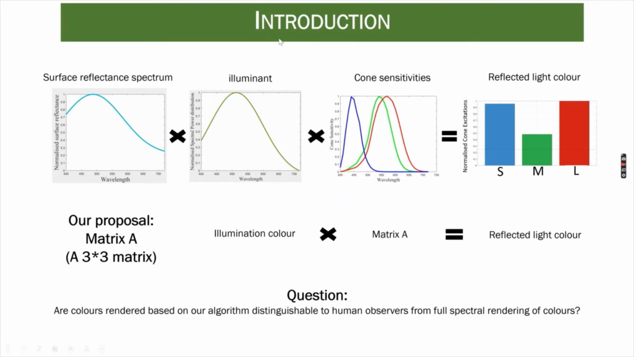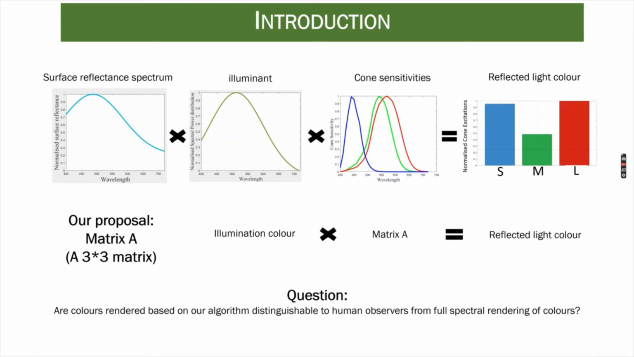However, as can be seen here from the first row, using reflectance spectrum to calculate color needs massive calculations, as color calculation this way needs wavelength-wise multiplication of surface reflectance spectrum and the distribution of illumination energy, or in other words, illuminant, and also cone sensitivities.